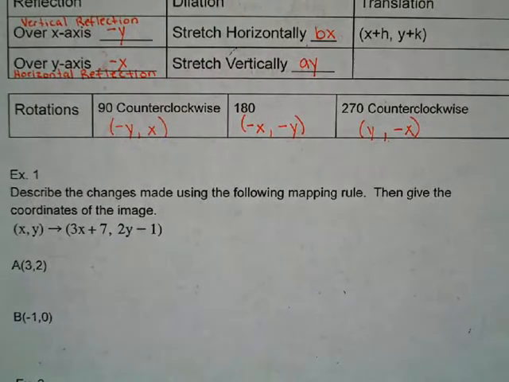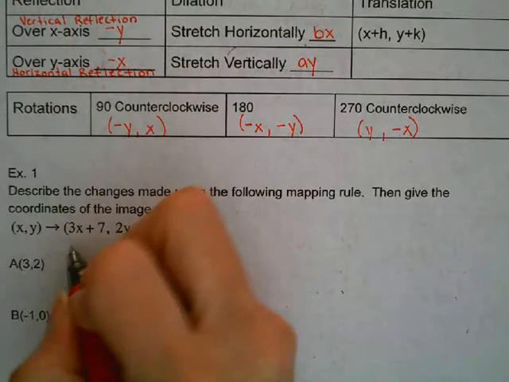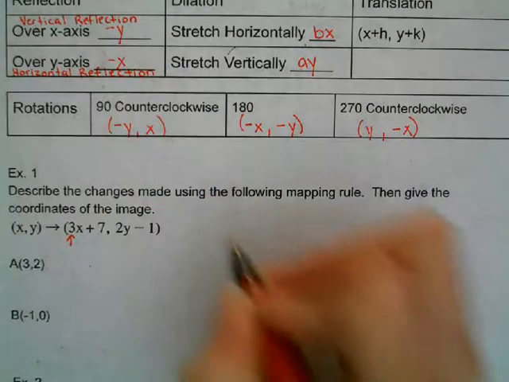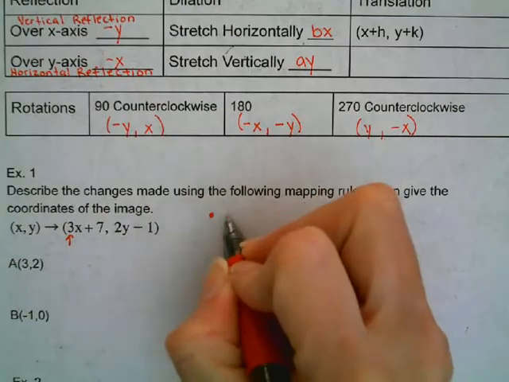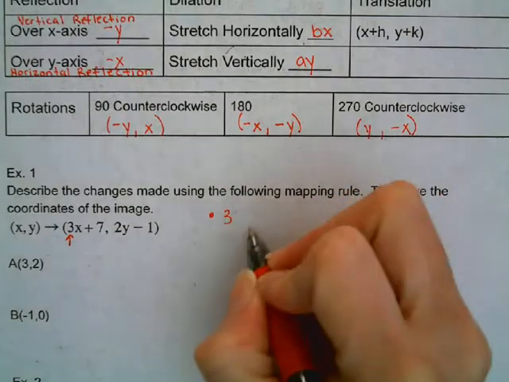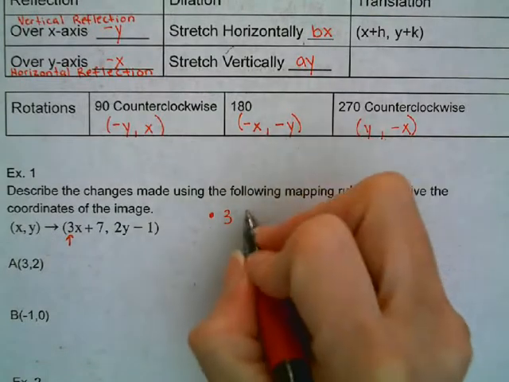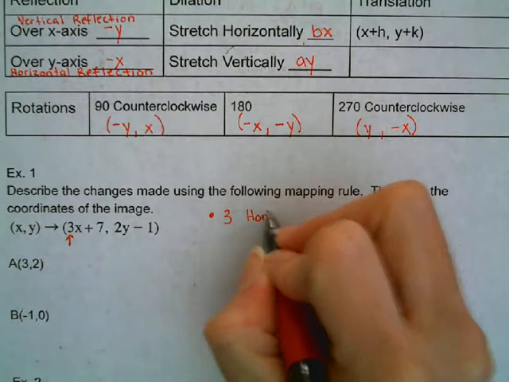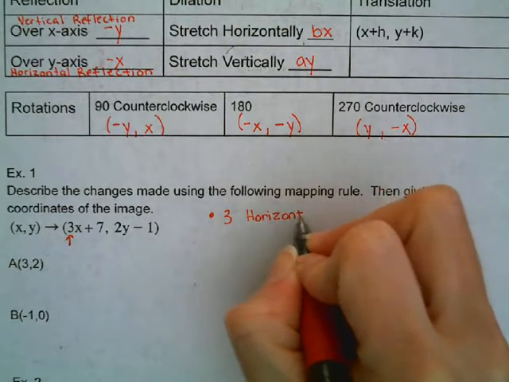Okay, so example 1: describe the changes made using the following mapping rule. Then give the coordinates of the new image. So we're going to break this down and try to simplify this. The first thing you see is 3x. So this 3, let's put a little dot over here. The 3 stands for, if you look up at the top, a horizontal stretch.